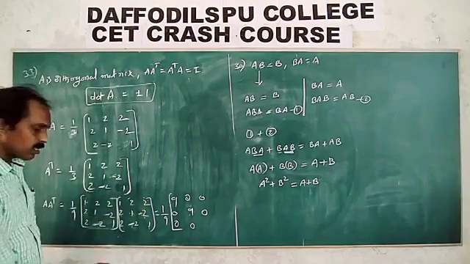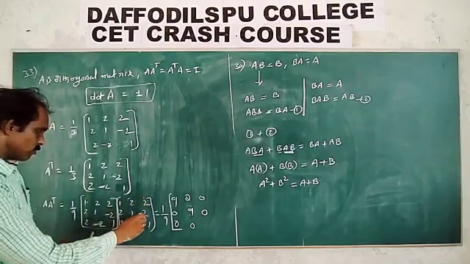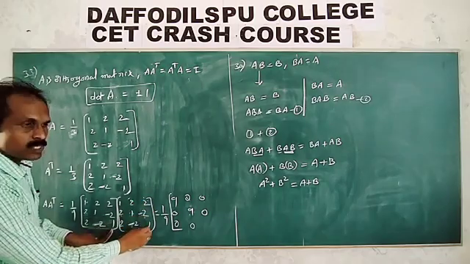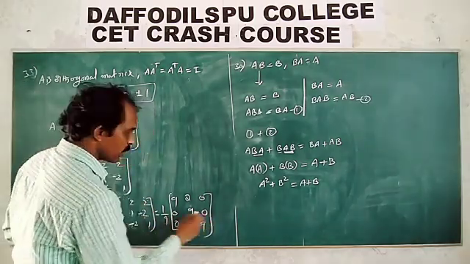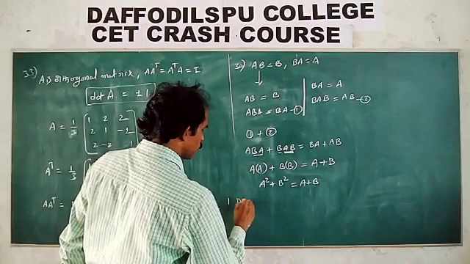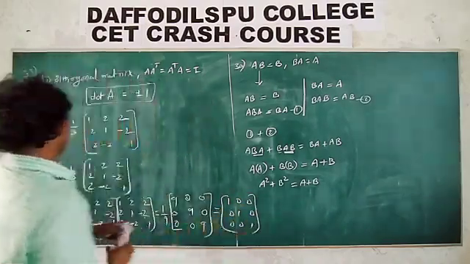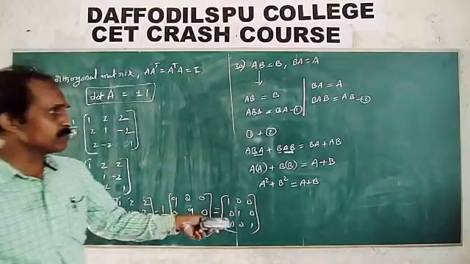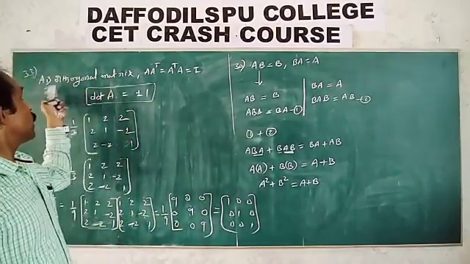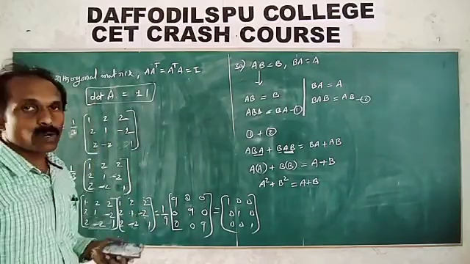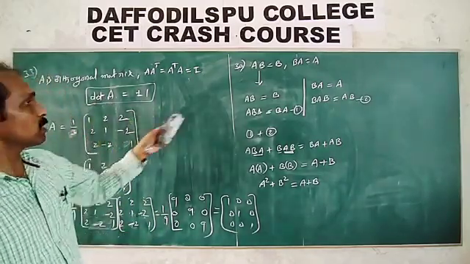Last, third row, third column: 4 plus 4 plus 1, 9. So divided by 9, we get the identity matrix 1 0 0, 0 1 0, 0 0 1. So A transpose A is equal to the identity matrix. So then A is an orthogonal matrix. Then what is the property of an orthogonal matrix? The determinant is equal to plus or minus 1.